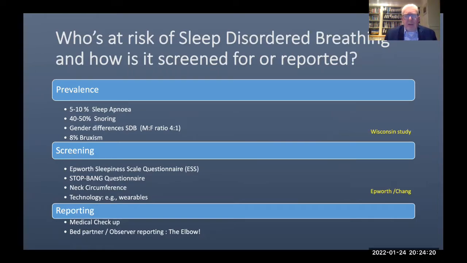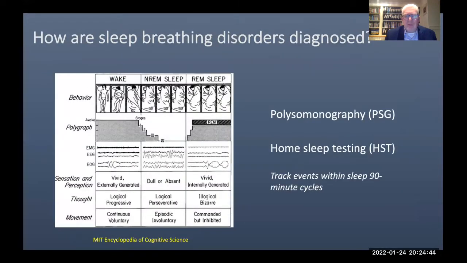A lot of the activity in terms of bringing people into a clinical environment to have this area investigated is from the bed partner. They're prodded and poked and they're elbowed into submission at nighttime to reduce the noise they're making. So the observer reporting is a significant aspect in the genesis of a pathway to dealing with these problems.